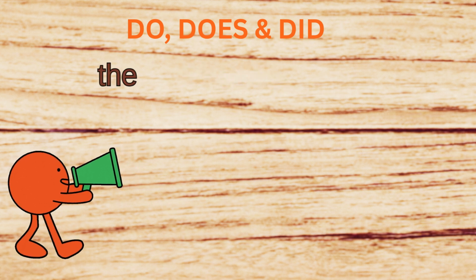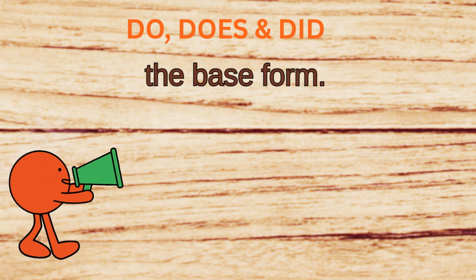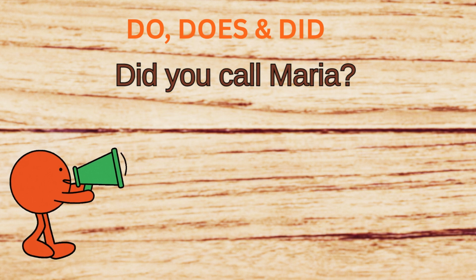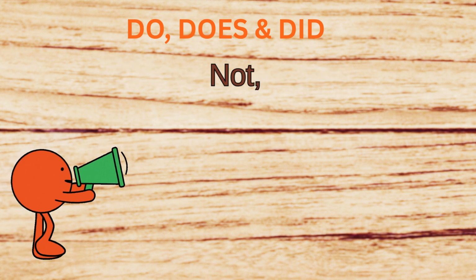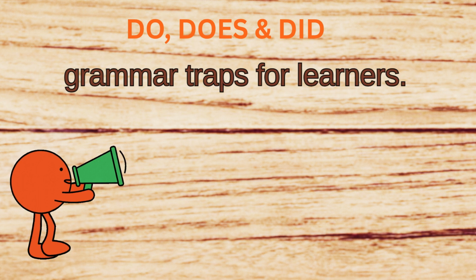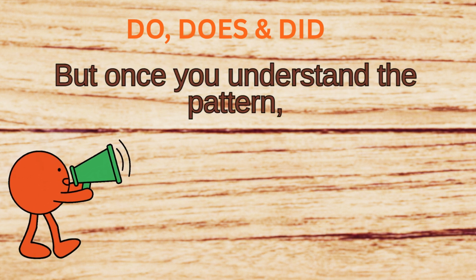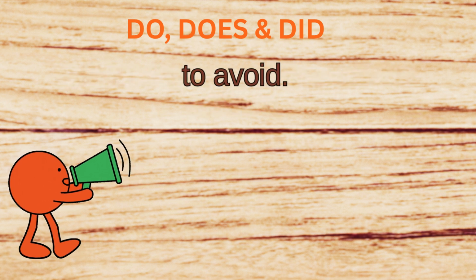Again, after did, the main verb stays in the base form. Did you call Maria? Not, did you called Maria? Did she go home? Not, did she went home? This is one of the biggest grammar traps for learners, but once you understand the pattern, it becomes much easier to avoid.